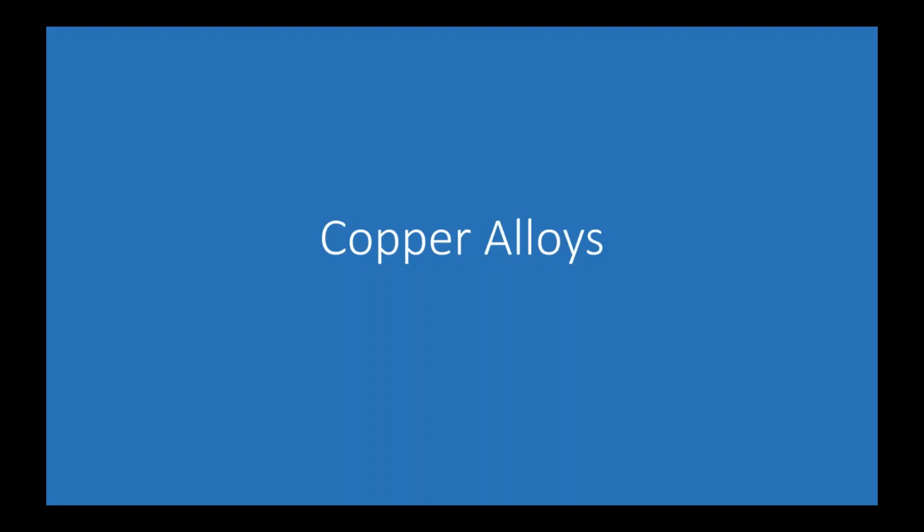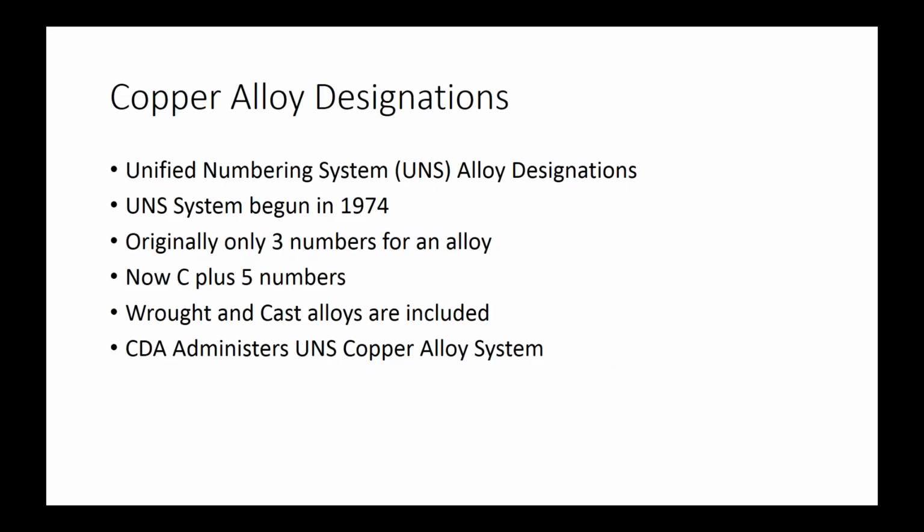I'd like to, as I have in many cases in these webinars, go into a discussion of copper alloys just as a background. Copper alloy designations or numbers are governed by the Unified Numbering System, UNS. UNS numbers and their system began in 1974 under the auspices of the American National Standards Institute. The UNS system encompasses not only copper, but all metals produced and or used in the United States. Originally, the number was only 3 digits for an alloy. For example, 260 brass was just 260.